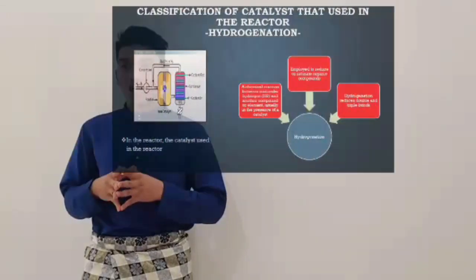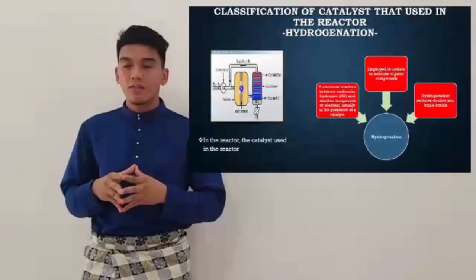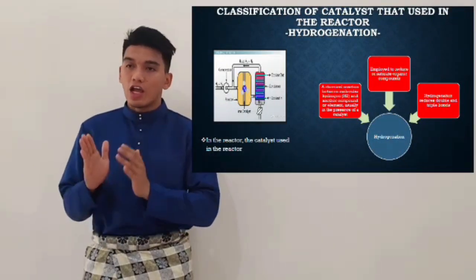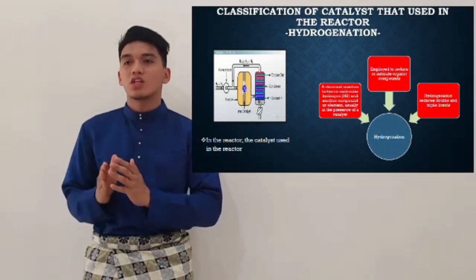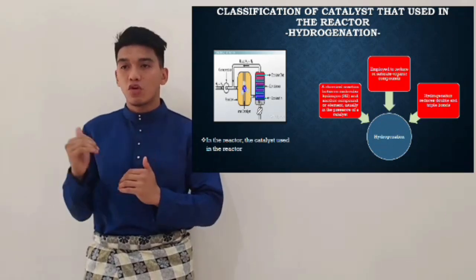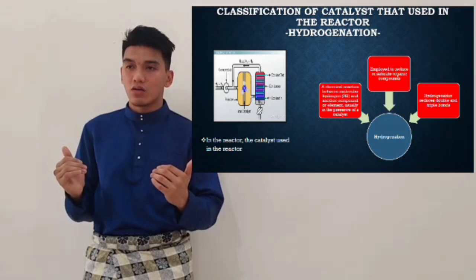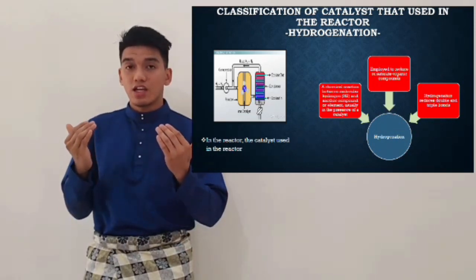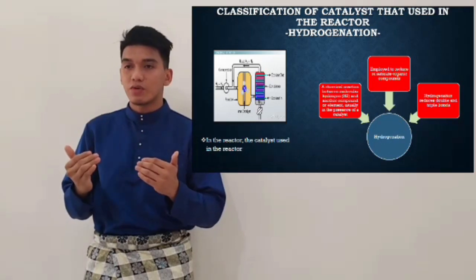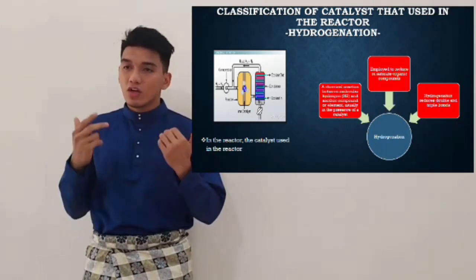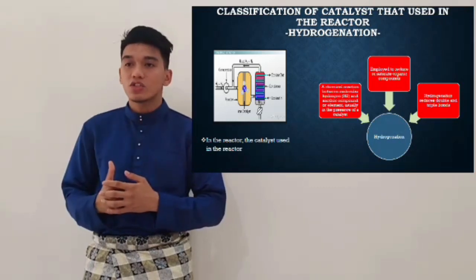For the classification of catalysts that are used in the reactor, the classification is hydrogenation. Hydrogenation means to treat with hydrogen. It's a chemical reaction between molecular hydrogen and another compound or element, which is nitrogen, in the presence of a catalyst such as nickel, palladium, platinum. For the reaction, iron is used as the catalyst.